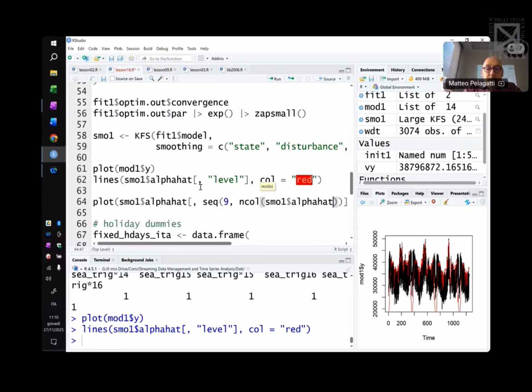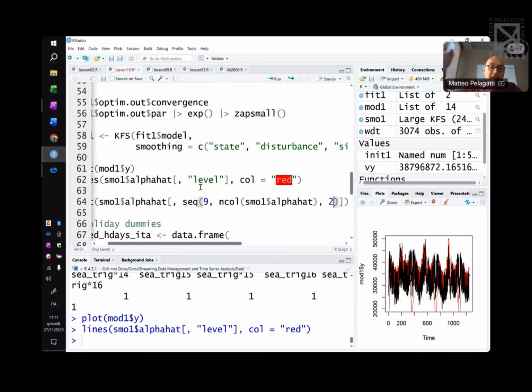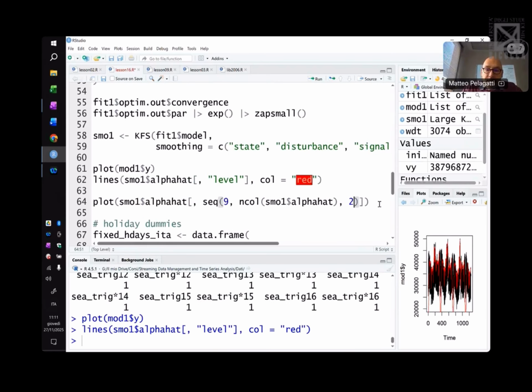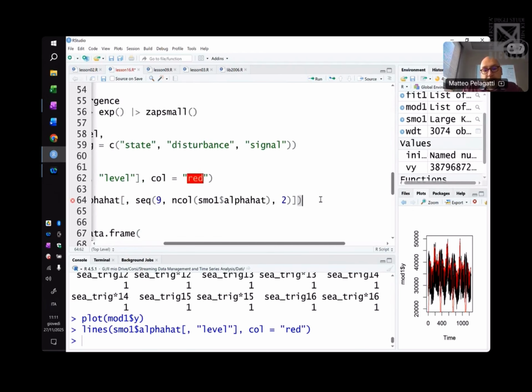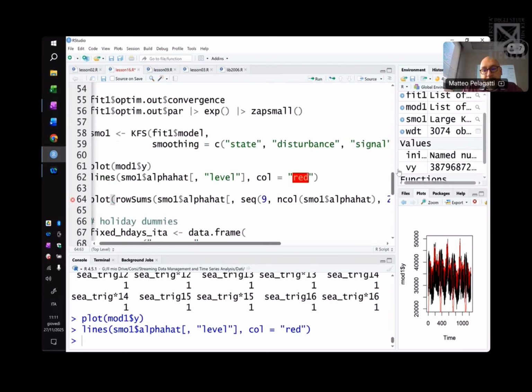So to the end, but we have to jump by 2 because we needed to just take the first of the 2 sinusoidal components. And then, of course, we have to sum all this by row. So row sums. This is the effect that we're using these sinusoids, which are not directly a component, but they sum up to make a component.